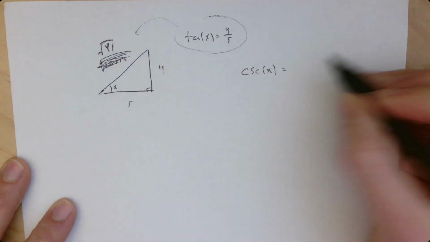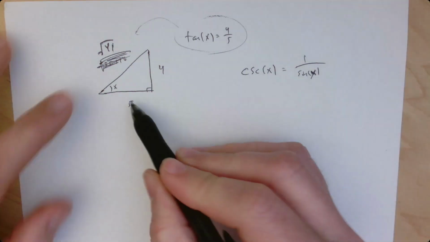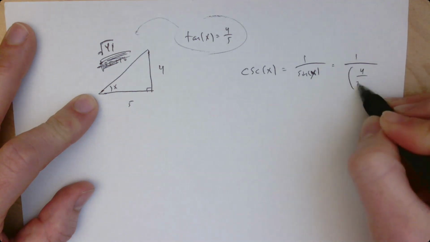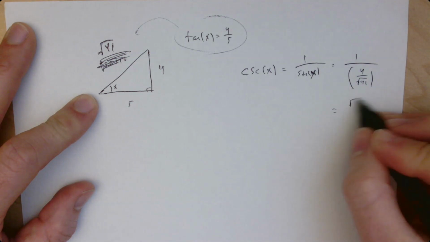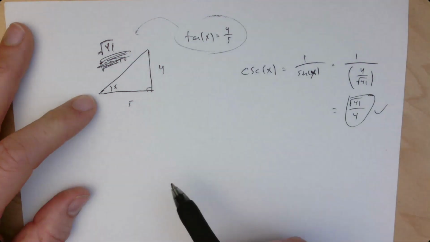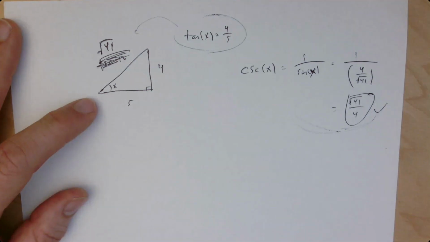x? Let's see, cosecant x is 1 over sine x. What's sine x? Sine x is just going to be opposite over hypotenuse. So this is 1 over 4 over root 41. And that's the same thing as multiplying by the reciprocal, so that would be root 41 over 4. So what initially seemed like perhaps a quite difficult problem is actually very, very simple if you create a little model to help yourself think.